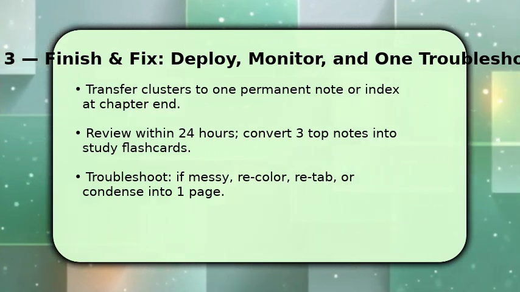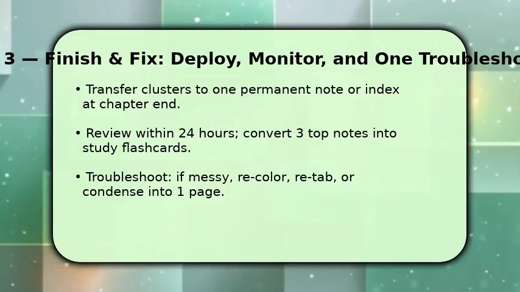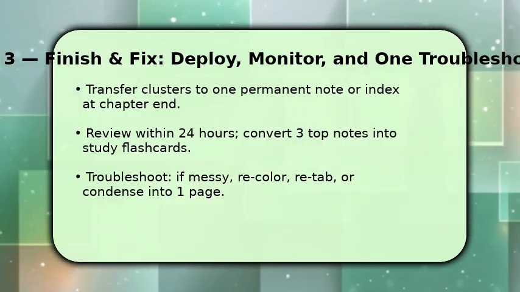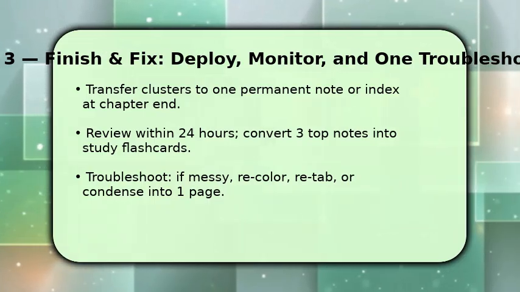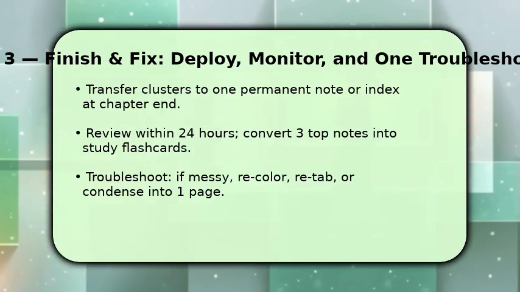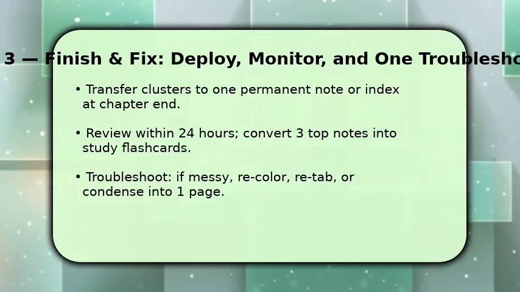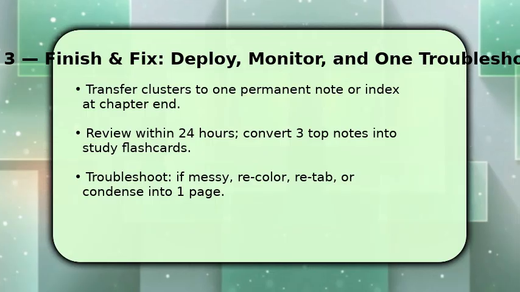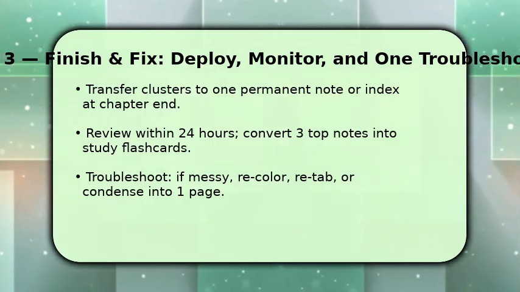Make time to review within 24 hours and convert the 3 most important notes into study flashcards or action items. If you find the system overwhelmed, too many colors or misplaced tabs, stop, condense similar notes, and reassign colors. That quick reset prevents future confusion and keeps the method usable and focused.